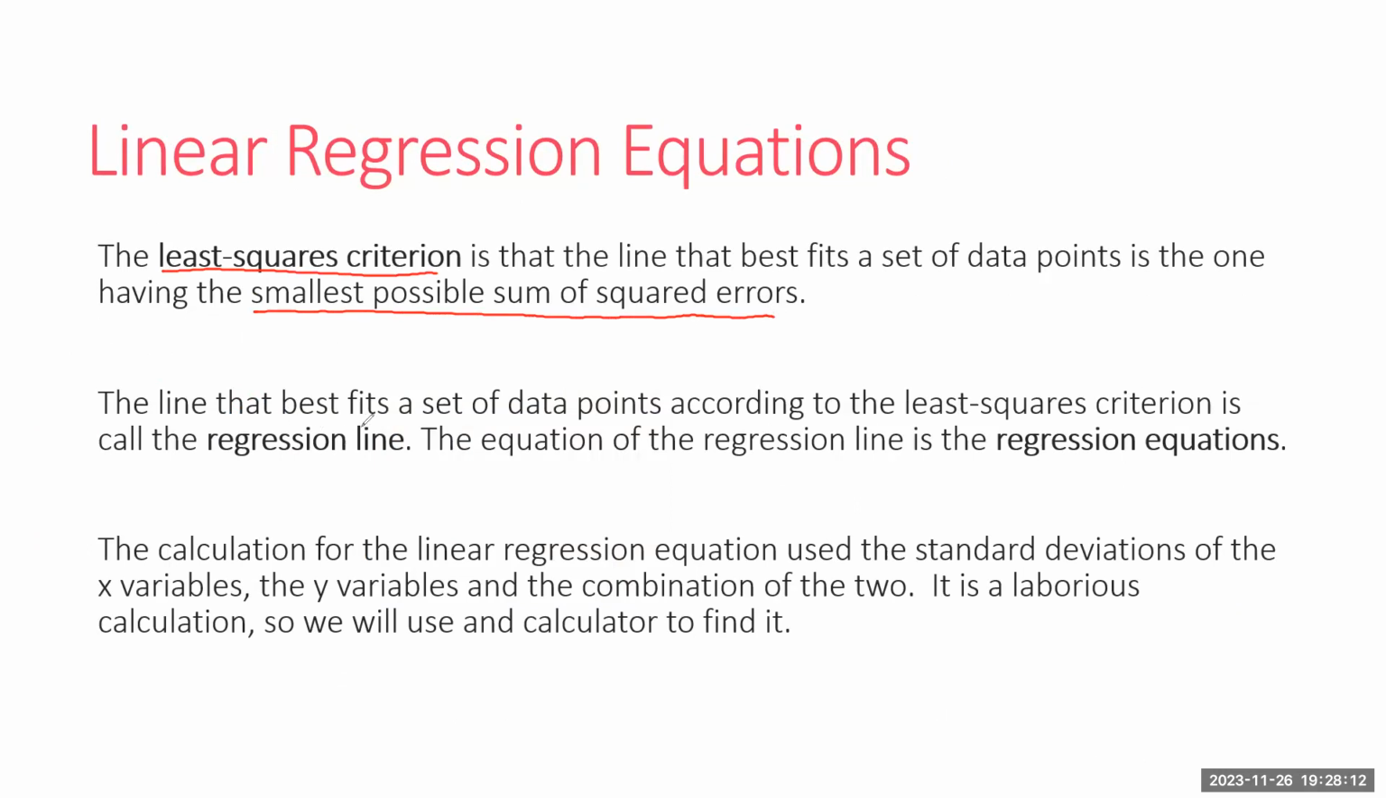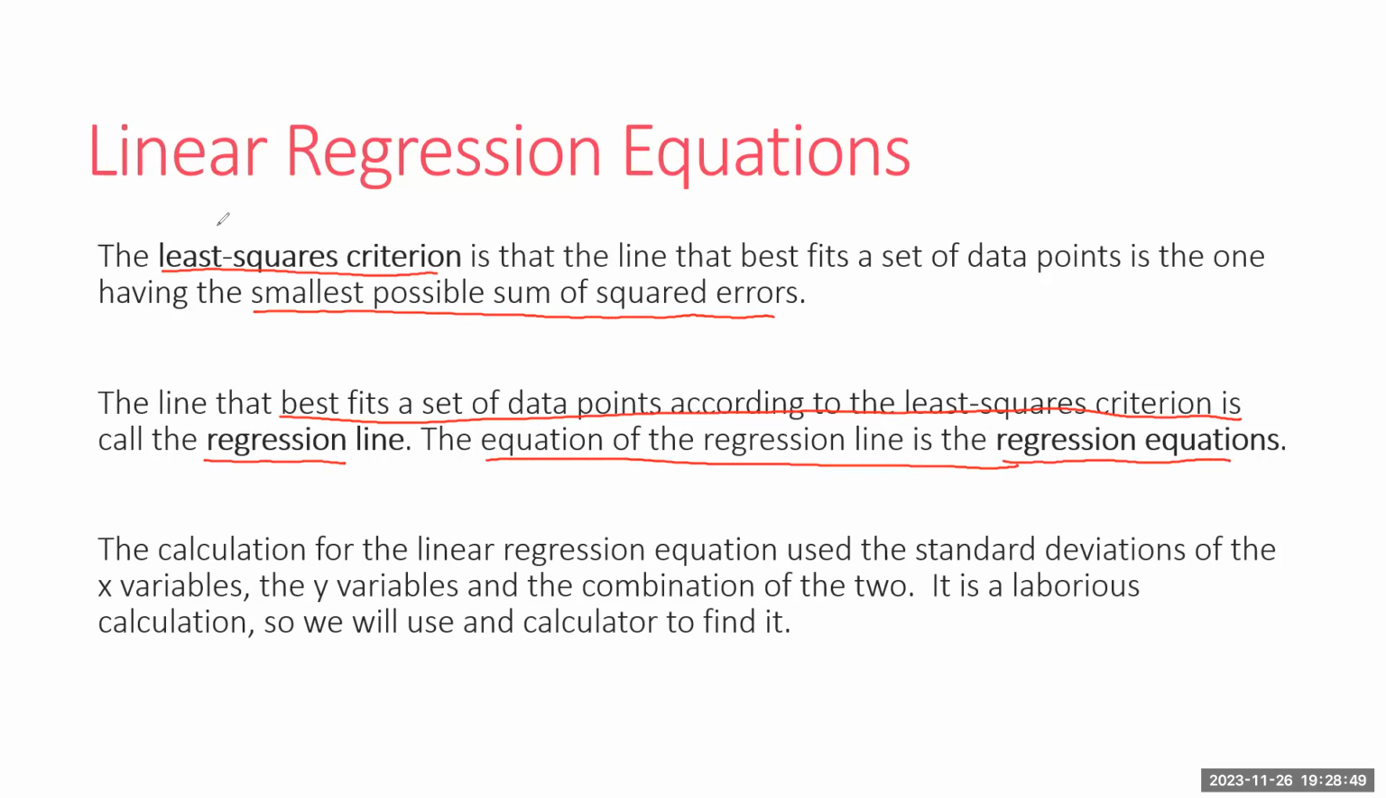The line that best fits the data points according to the least squares criterion is called our regression line. If it satisfies that least squares criterion that we mentioned up here, that is what we're going to call a regression line. And of course, the equation for your regression line is going to be called your regression equation. The line that has the smallest possible sum of errors is called your regression line.